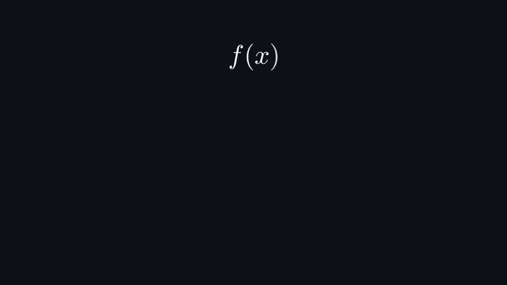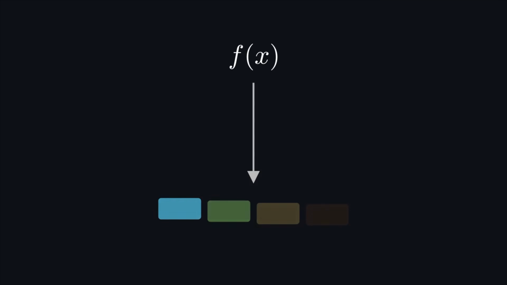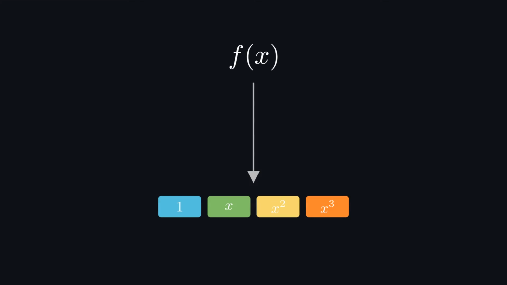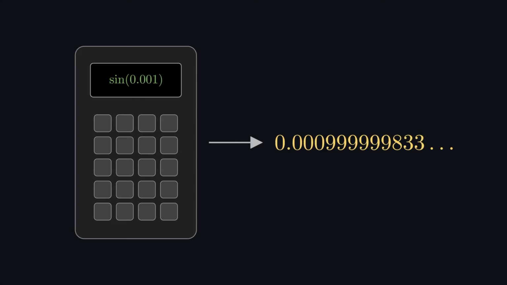What if we can take complicated functions and rebuild them using simple building blocks? To grasp this idea, let's begin with something you probably take for granted, a calculator. You can simply type into your calculator sine of 0.001 and it outputs this number here. But this wasn't always a trivial task.